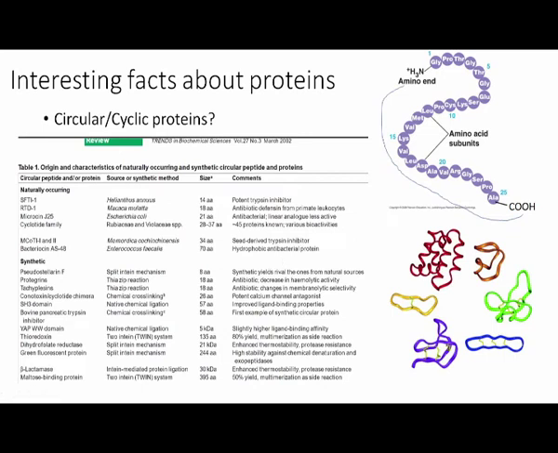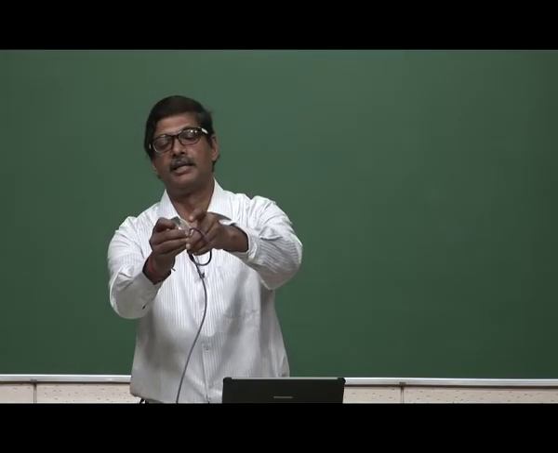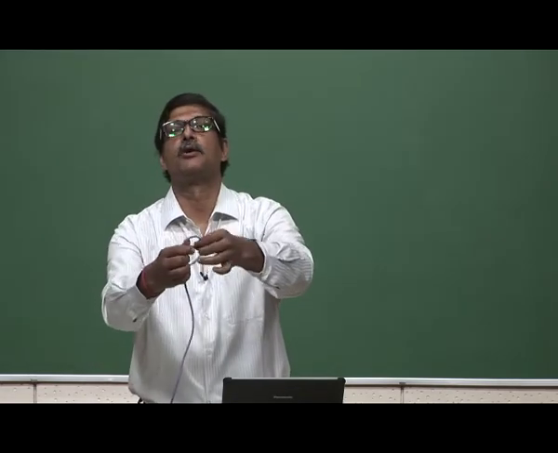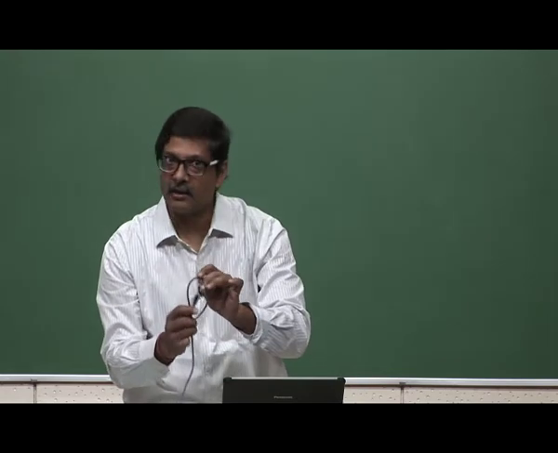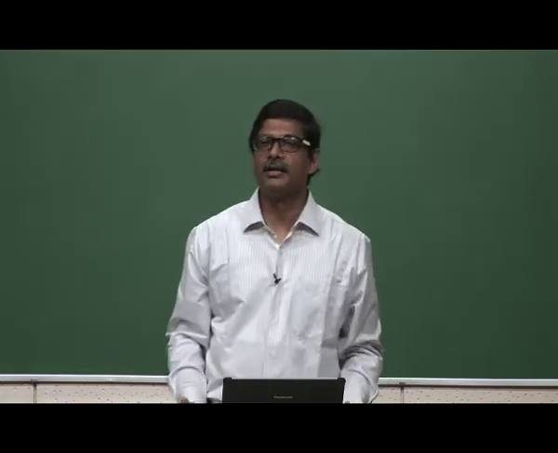As I told you, the next interesting fact about proteins is the knotted protein. So, here is an example. You have the N terminus of one protein, the C terminus of the same polypeptide, and the N terminus somehow goes through the interface of the loops of the same polypeptide and forms a knot. In nature, these kinds of knots are rare. They are there, but they are rare. But the question is, why should it be rare?